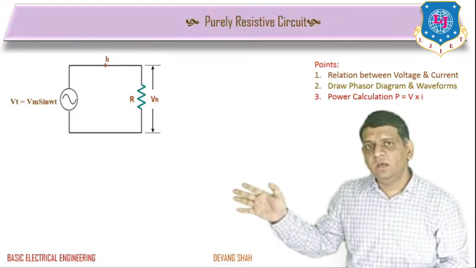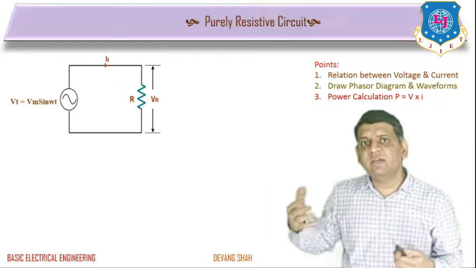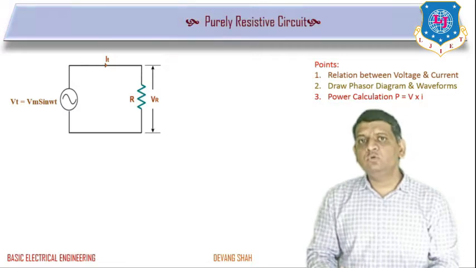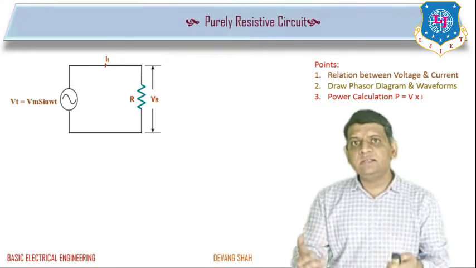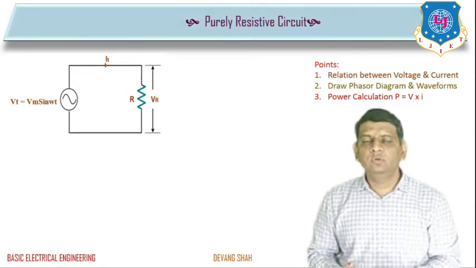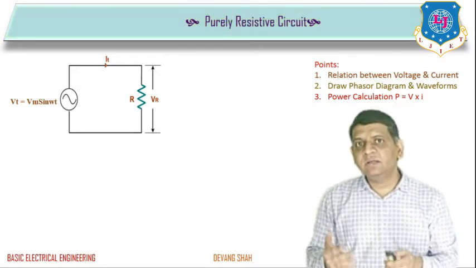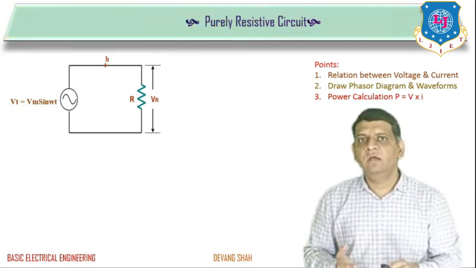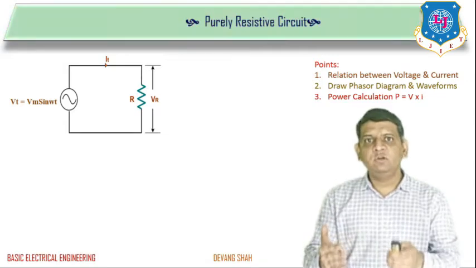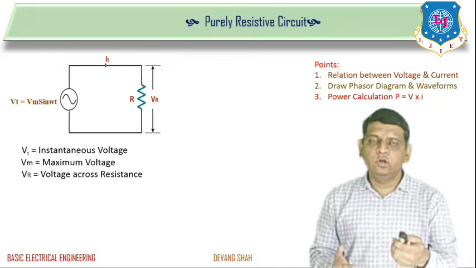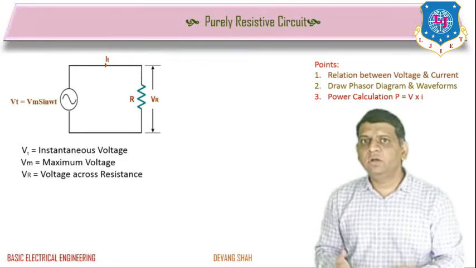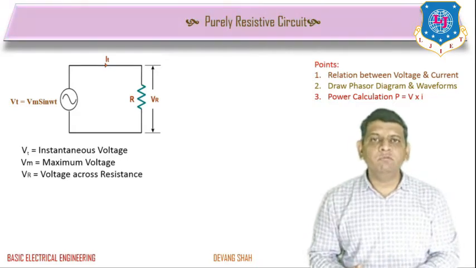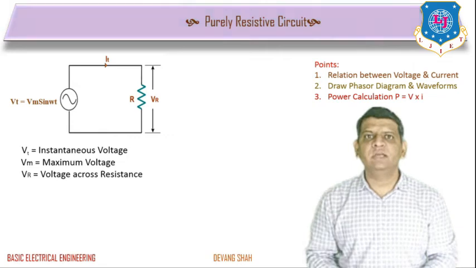As you can see in this network, there is only one resistance, where we have applied v(t) = Vm sin ωt. This represents the AC voltage that we are applying to the single resistance. That's why we define this circuit as a purely resistive circuit. My aim is to find the behavior of the resistance when you apply an AC signal. Here v(t) is the applied voltage, VR is the voltage drop across the resistance, and Vm is the maximum value of the applied voltage, or the maximum value of the AC signal.